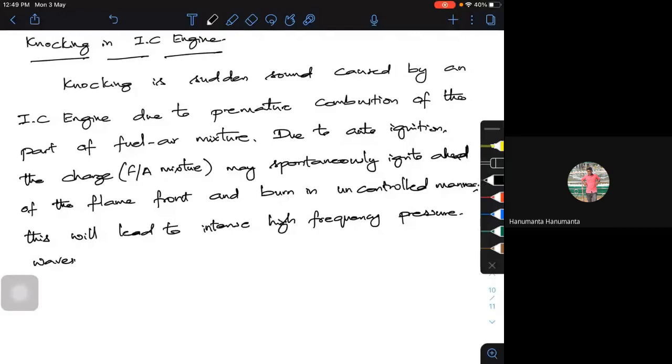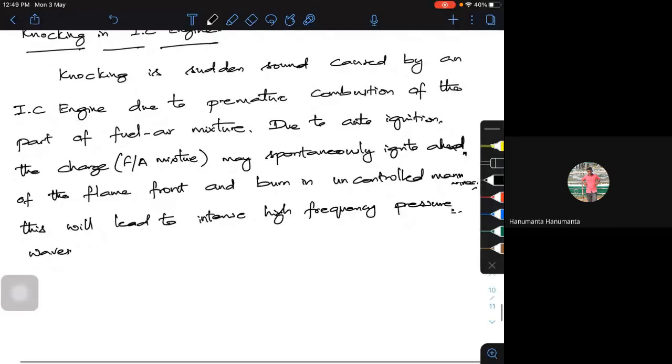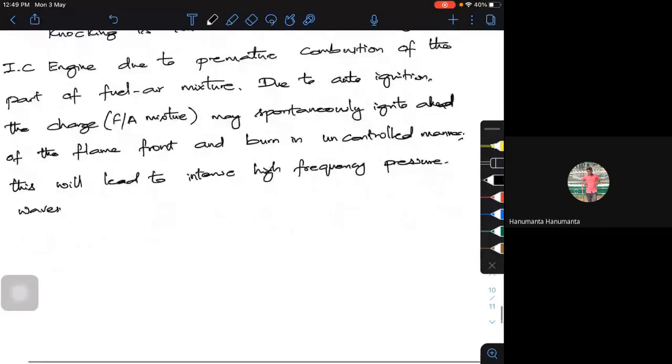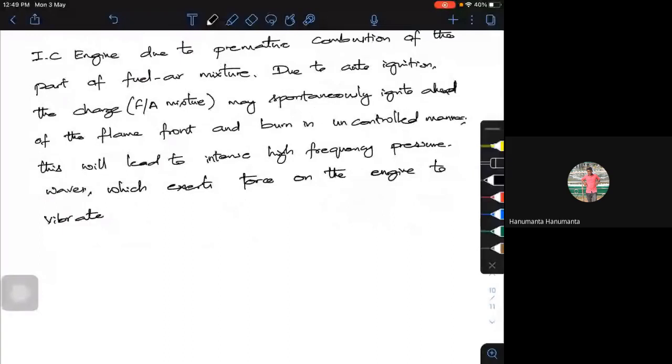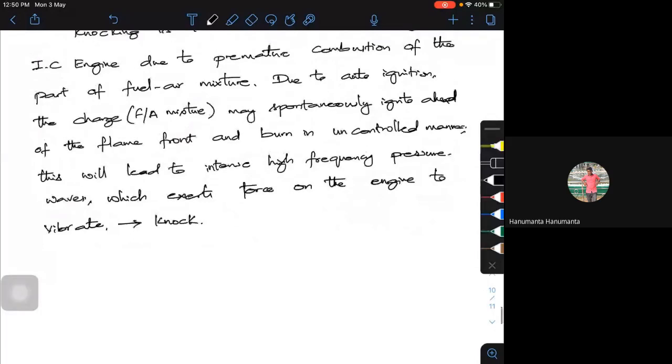Okay, these pressure waves exert a force on the engine to vibrate. This will exert a pressure on the engine to vibrate, and that will lead to what is called knock, and that is called knocking. But what happens in a CI engine?